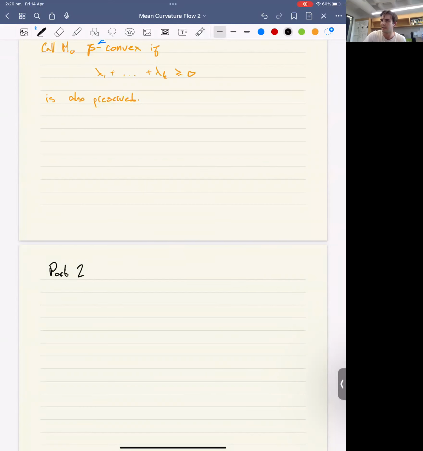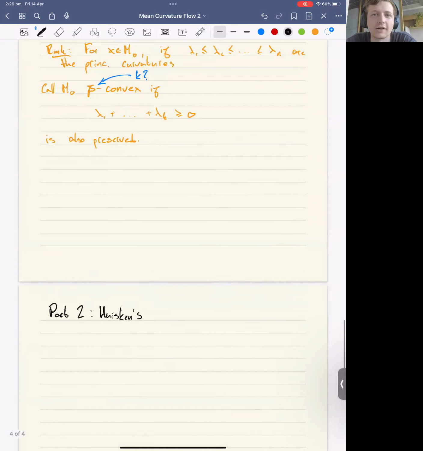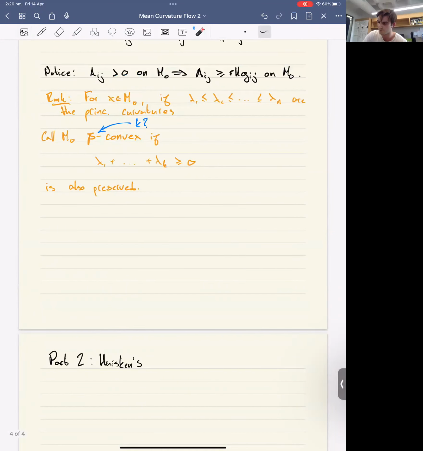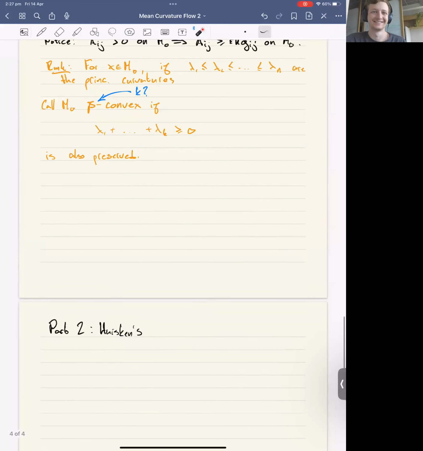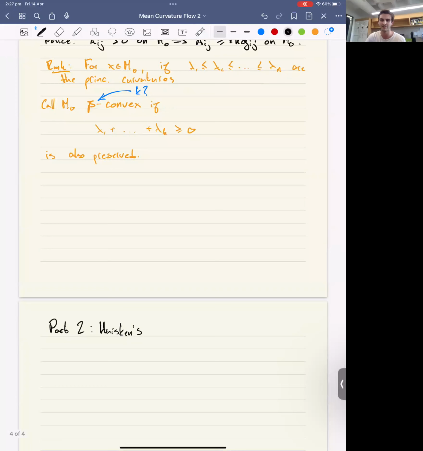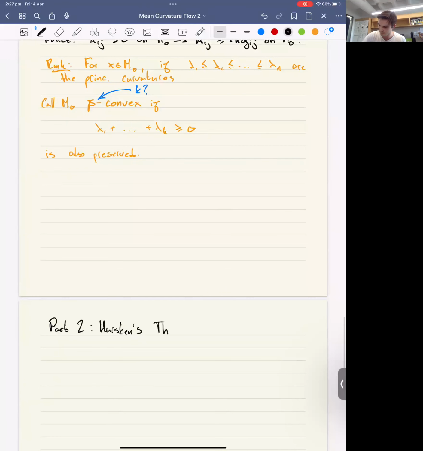Sorry, Adam, just a quick question. These principal curvatures, are they ordered, like smallest to largest? Yeah, I've ordered those, smallest to largest. Otherwise, I guess it'd be a little bit arbitrary. I thought it was for any k or something, but that's a bit weird. Anyway, thanks. Good point.